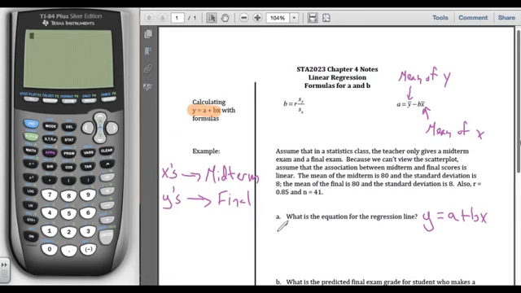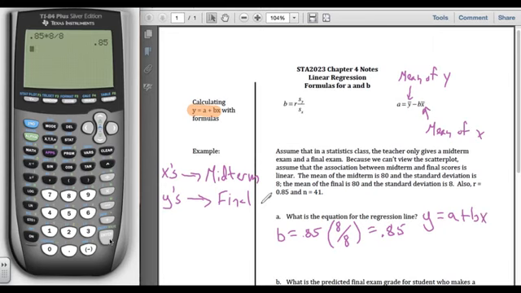We'll start by finding B. B is equal to R, which I know is 0.85, times the standard deviation of y, that's the standard deviation of the final, divided by the standard deviation of x, that's the standard deviation of the midterm. And this will end up being 0.85. 8 divided by 8, that's 1, and 0.85 times 1 is just 0.85. You could use your calculator as well if you'd rather take that route. So just 0.85 times 8 divided by 8, and we get 0.85. So I know the B component of my line of best fit is 0.85.